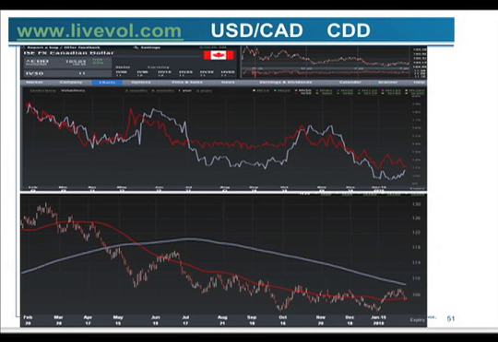Before you get into any options transaction, you want to really know where the vol is today and where it was. And if you'll notice, taking a look at slide 51, the red line is the implied volatility. That means what is the market expecting in the future? And that's in the top pane. And the blue line is the historic, or what did the exchange rate actually do.